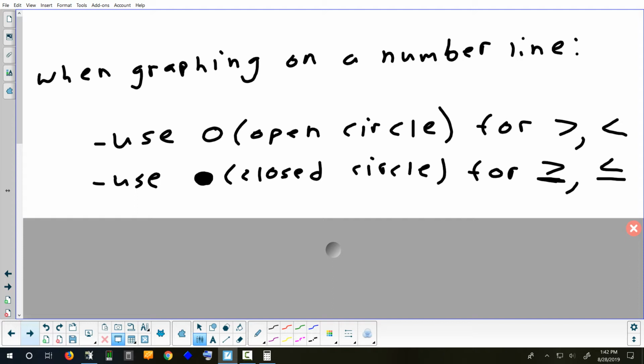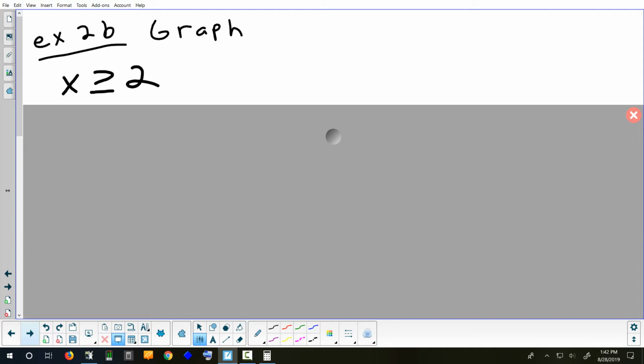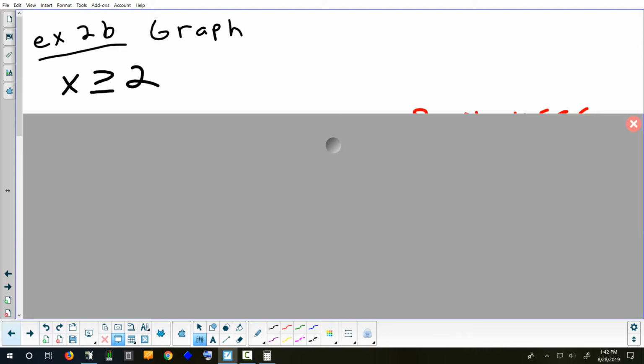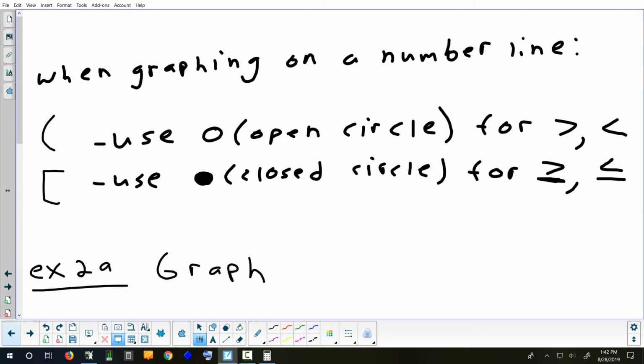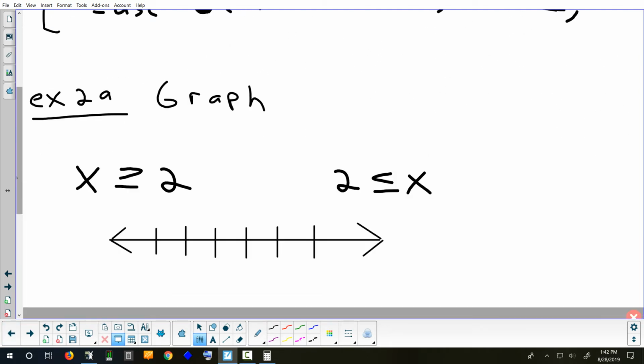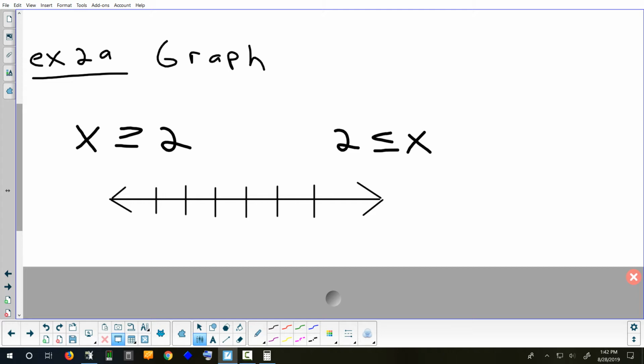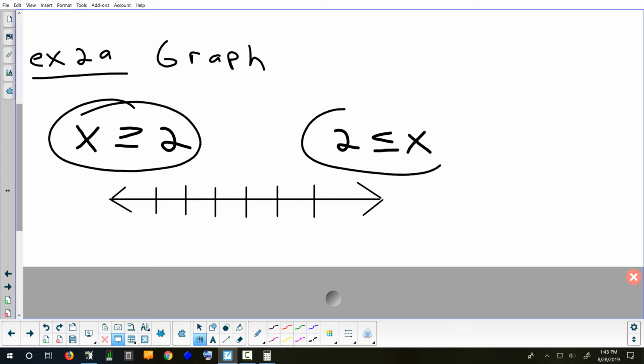Has anybody done it with parentheses and brackets? It's another way to do it, which I'll talk about in a second. Right, let's just try an example. First thing is just understand this and this are the same thing.